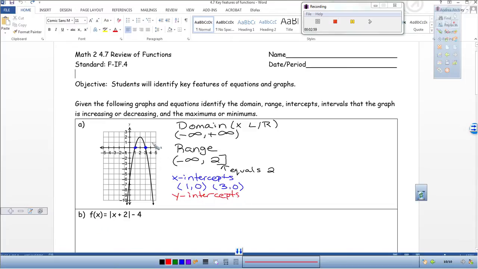Okay, the y-intercept is where it's going to cross the y-axis, and I'll do that right here. When x is 0, y is negative 6. Any questions over that?